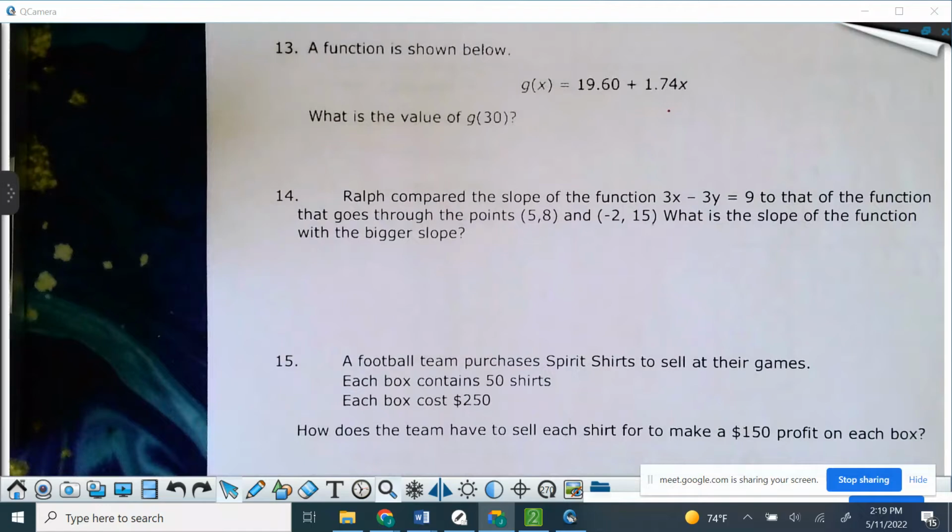So number 13, G of 30. You guys tell me, this is back to our function notation, which I feel like was a long time ago relative to when we first were exposed to it. G of 30, is that 30 a y value or an x value?